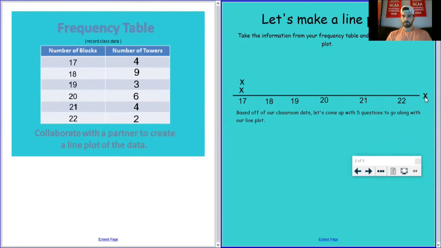We had 4 bags, 4 towers that have 17 blocks. 1, 2, 3, 4. For 18, we had 9.